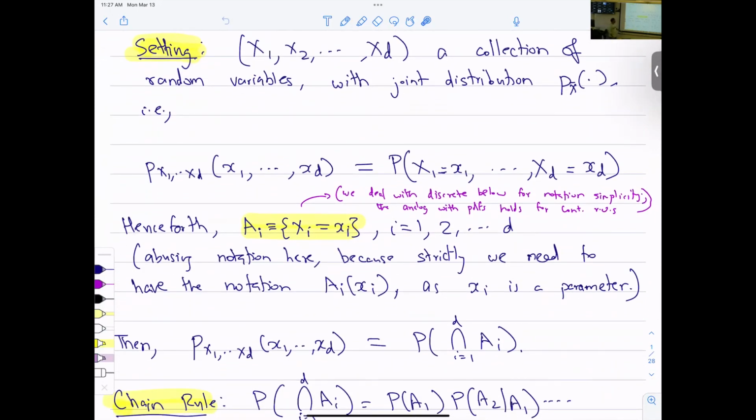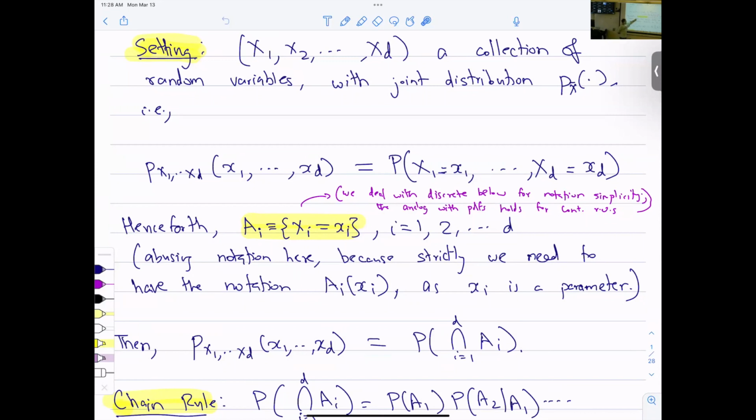Setting: I have X1 through Xd, a collection of random variables with some joint distribution across these. I'm going to use discrete notation, though almost everything I talk about works with densities. Life is just easier if I write it in discrete, so I will. You want to do continuous? Yes, it works mostly, except here and there. You can go to the books.